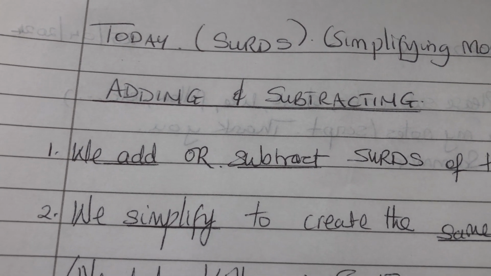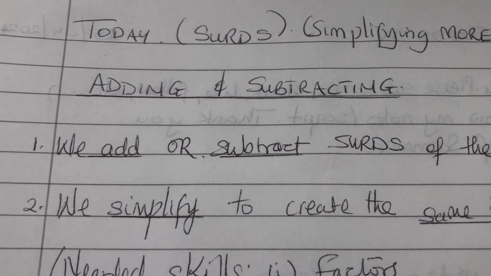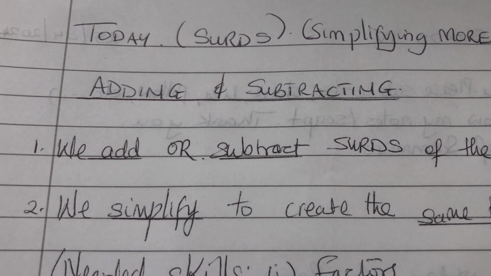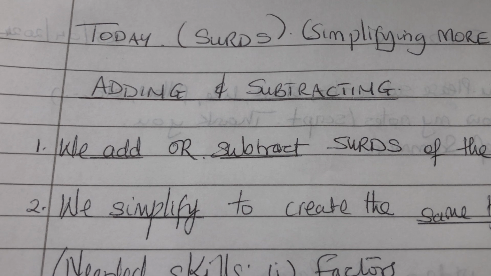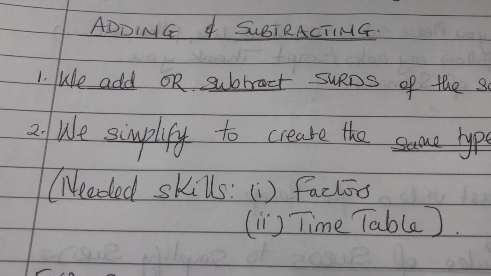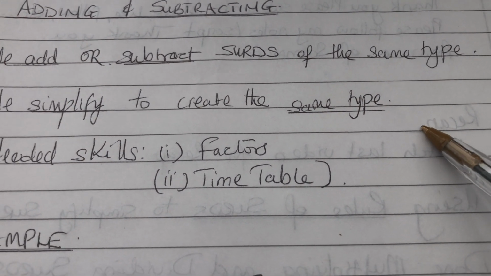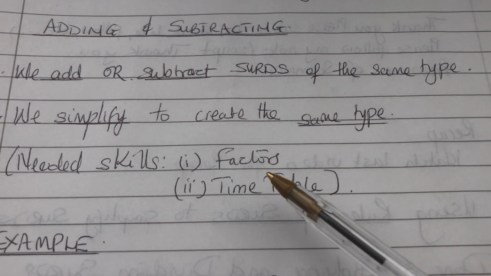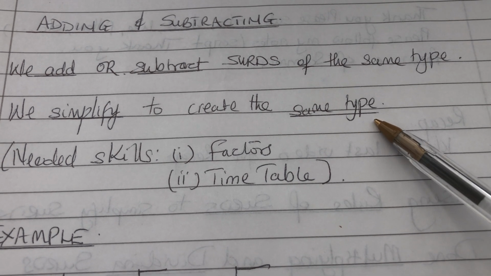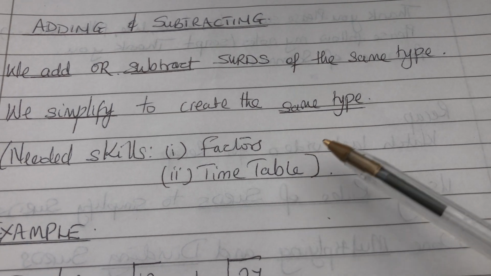It's similar in surds. So if you have 3 square root of 2 minus 2 square root of 2, then your answer will become what? The square root of 2. So I'm going to explain that. We add and subtract surds of the same type. We simplify to create the same type. So if you're adding and subtracting, look and see if you have the same type.